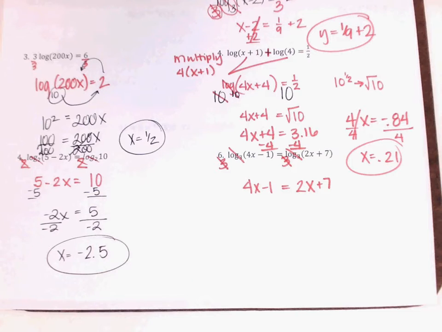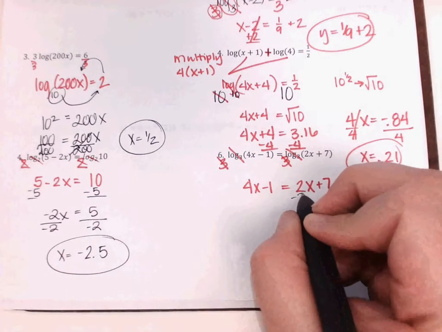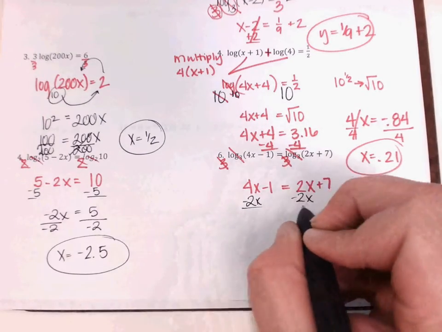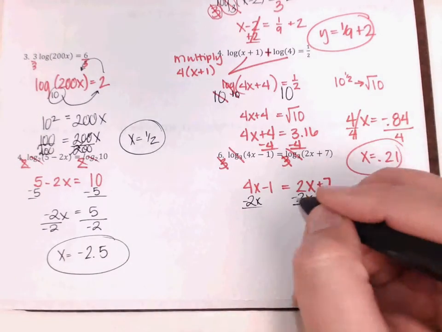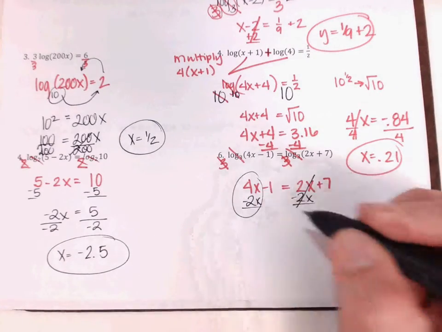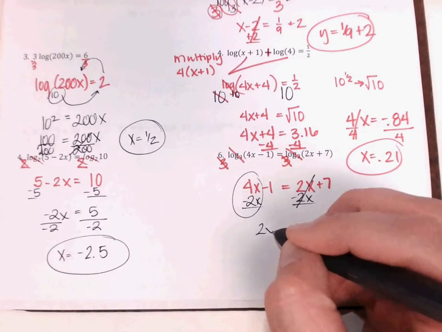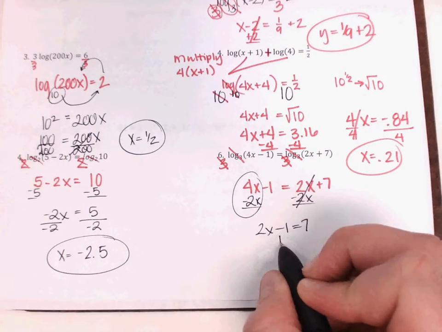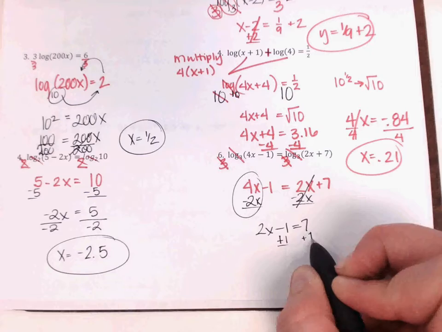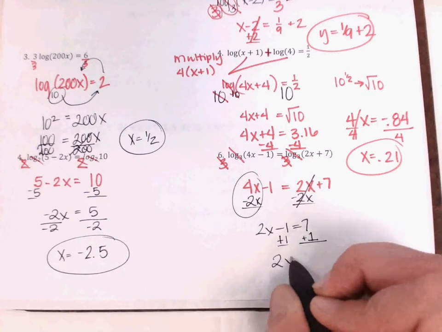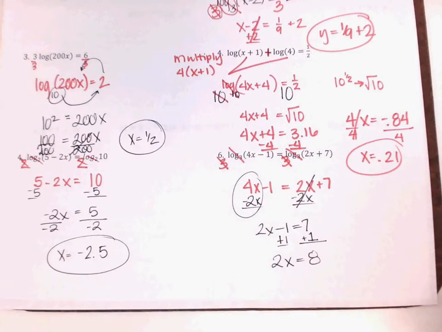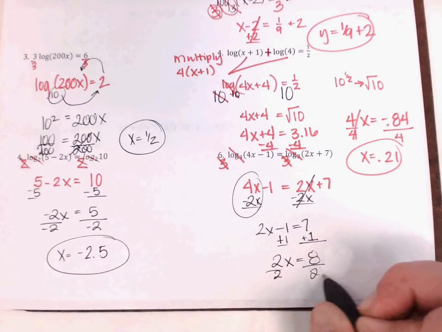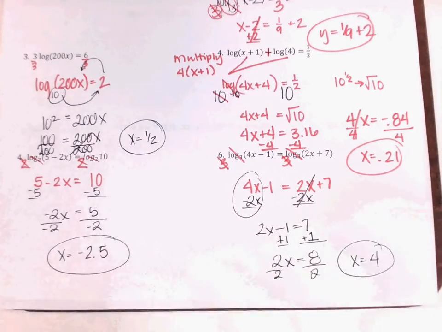Then what do we do from there? Yeah, I'm going to bring the baby to the mama, or minus the 2x across. 4x minus 2x gives you how many? 2x minus 1 equal to 7. What next? Plus 1. What's 7 plus 1? 8. And then if 2x equals 8, what's my last step? Divide by 2. x equals 4. Make sense? Yes.